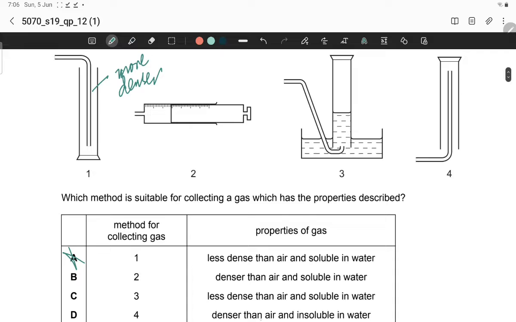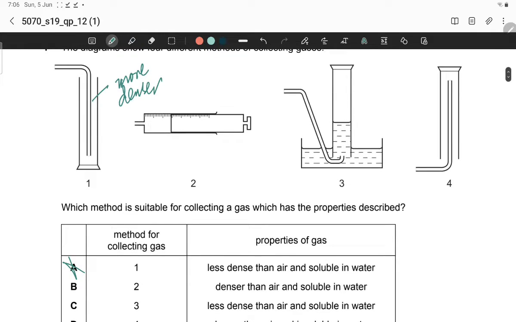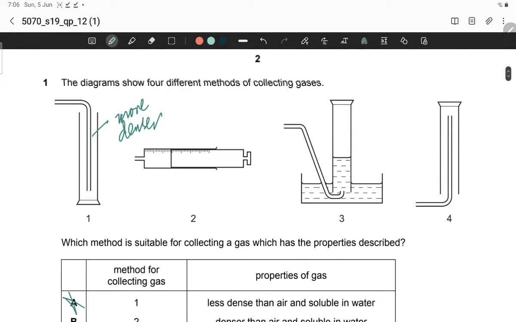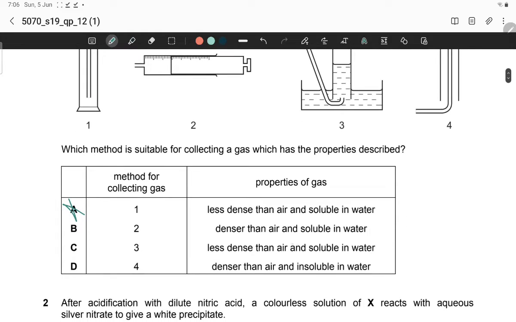Method 2 is for gases denser than air and soluble in water. Method for collection is correct because this is used for gases denser than air and soluble in water, which can be collected in a gas syringe. B is the correct option.